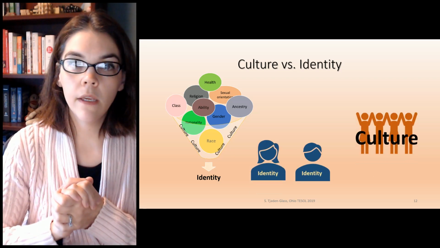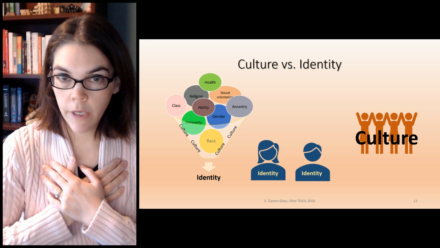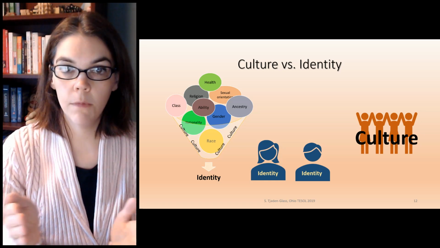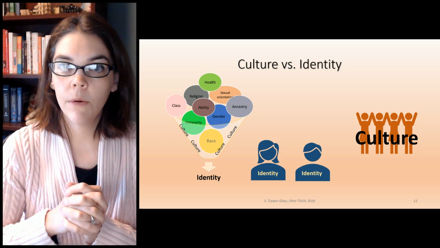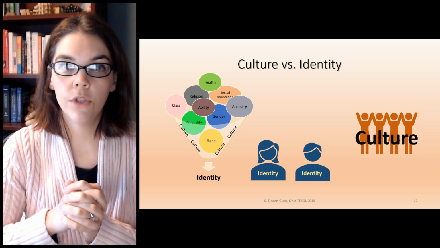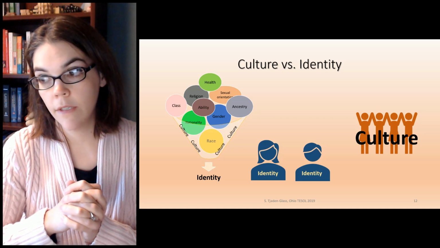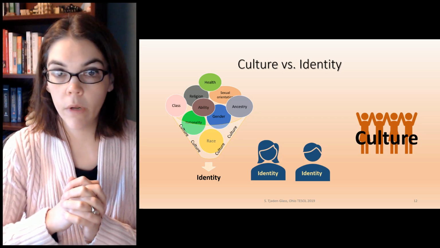So identity is experienced internally. Culture is experienced socially. If we don't have people around us, we don't have culture. Culture emerges between people. It's not experienced only by yourself.